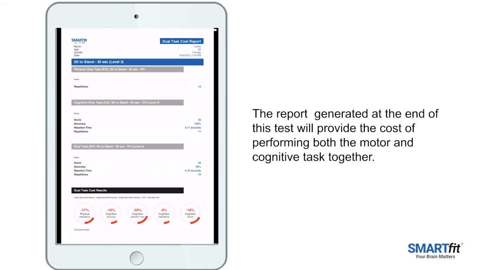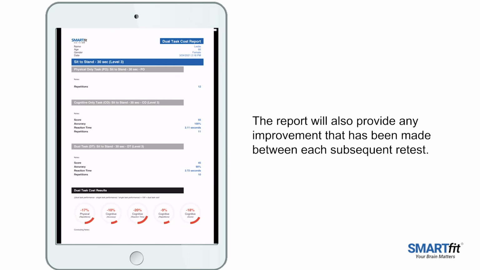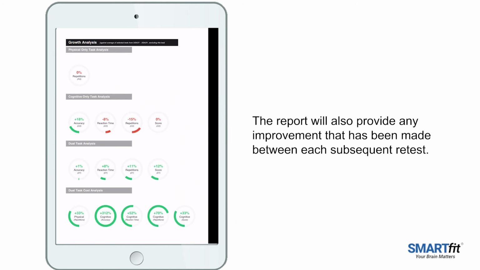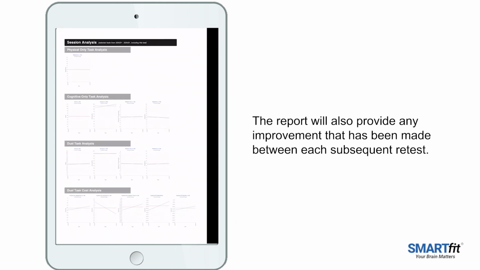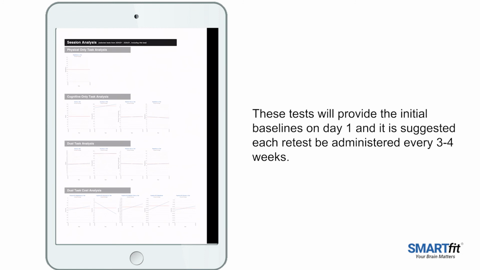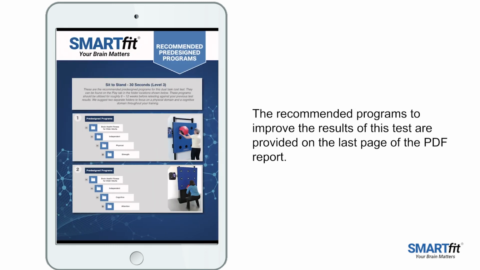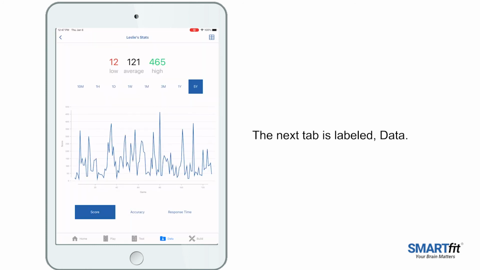The report generated at the end of this test will provide the cost of performing both the motor and cognitive task together. The report will also provide any improvement that has been made between each subsequent retest. These tests will provide the initial baselines on day 1, and it is suggested each retest be administered every 3 to 4 weeks. The recommended programs to improve the results of this test are provided on the last page of the PDF report. The next tab is labeled Data.